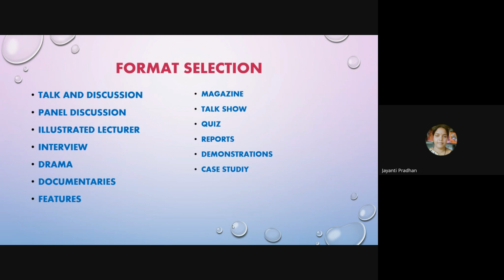Then panel discussion. Have you seen any panel discussion on TV? Two to three persons are there, they are discussing a particular topic and giving their inputs and insights that may be the same or differ on the basis of their ideas. They are putting their thoughts for that particular discussion. Have you seen that?